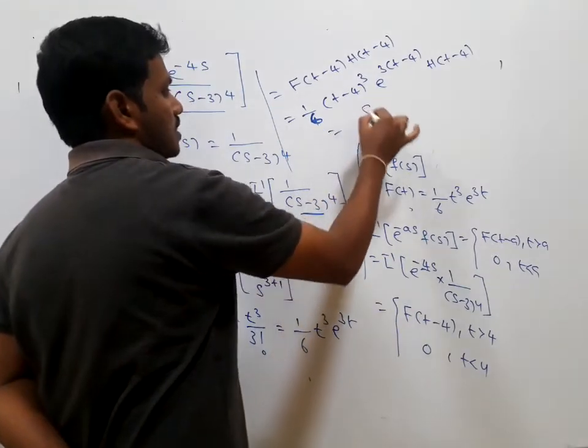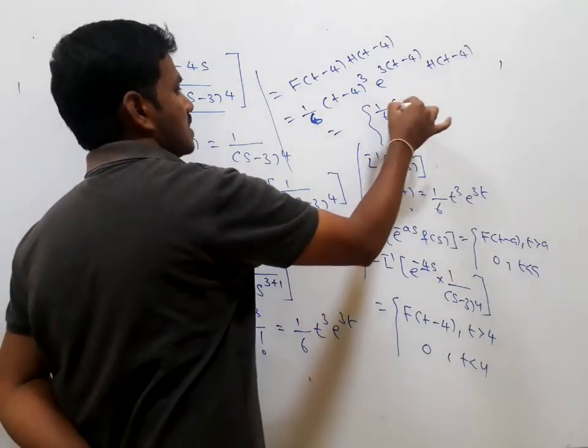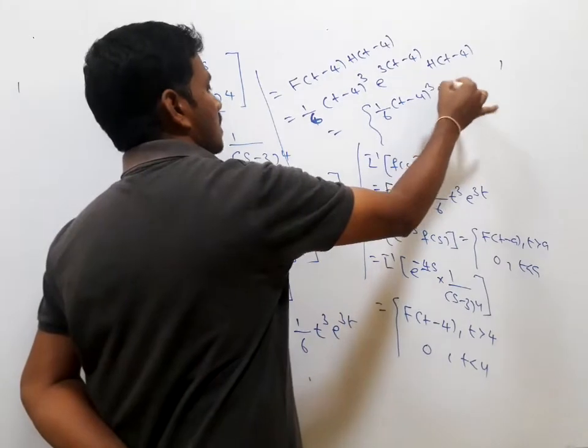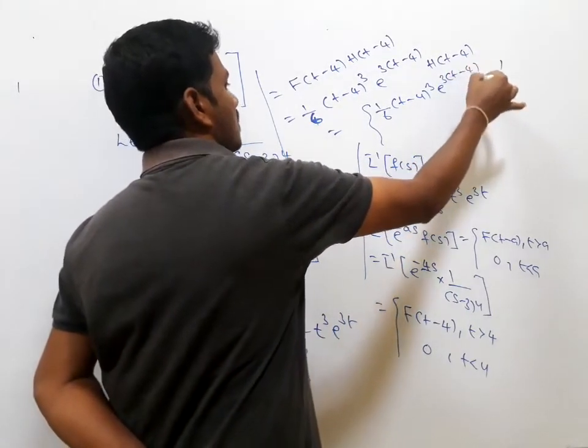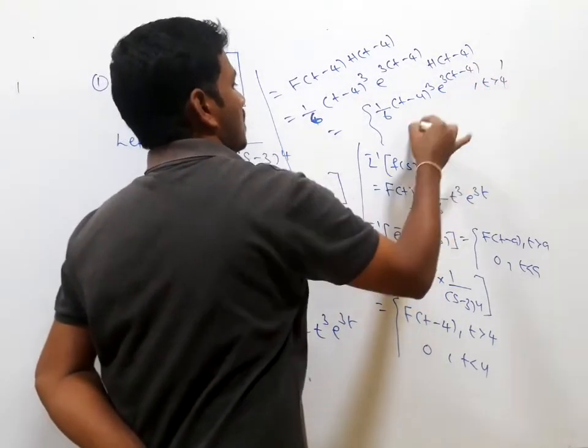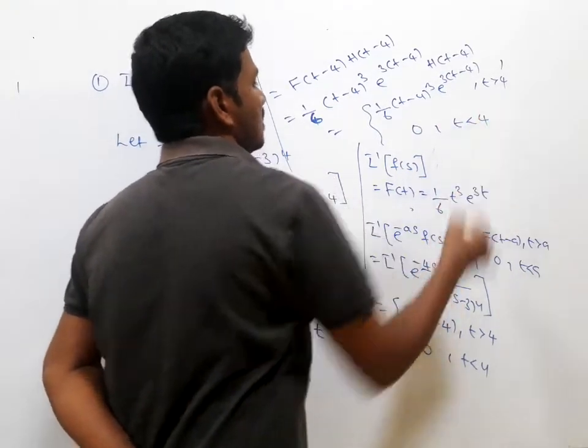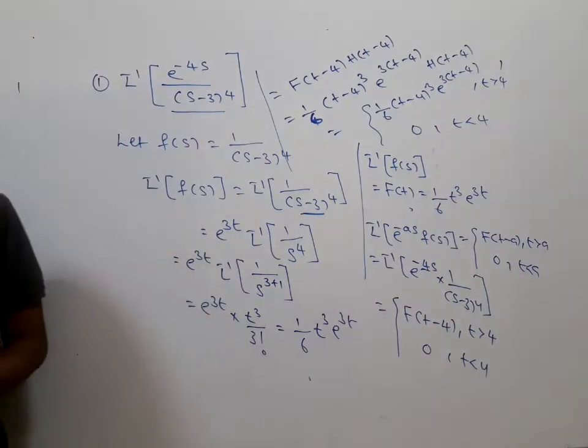Or if you write it in terms of the function, I am writing 1 by 6 (t minus 4) whole cube e to the power of 3 into (t minus 4) for t greater than 4, 0 for t less than 4. This is the evaluation process.